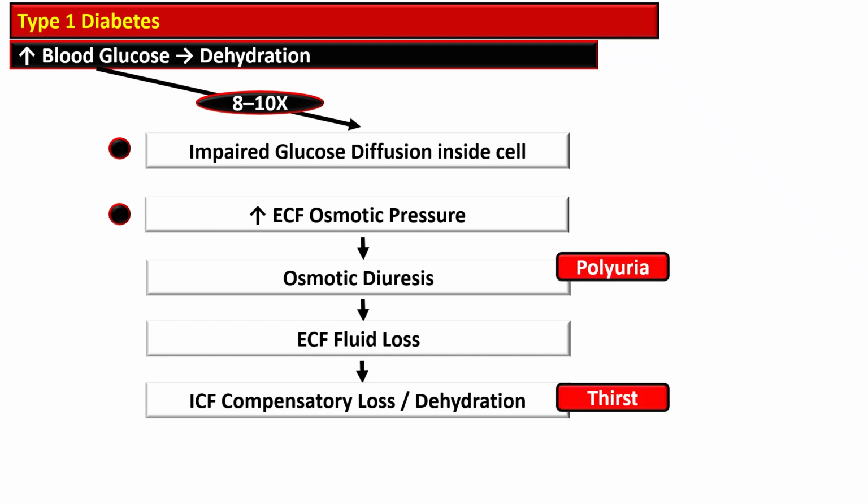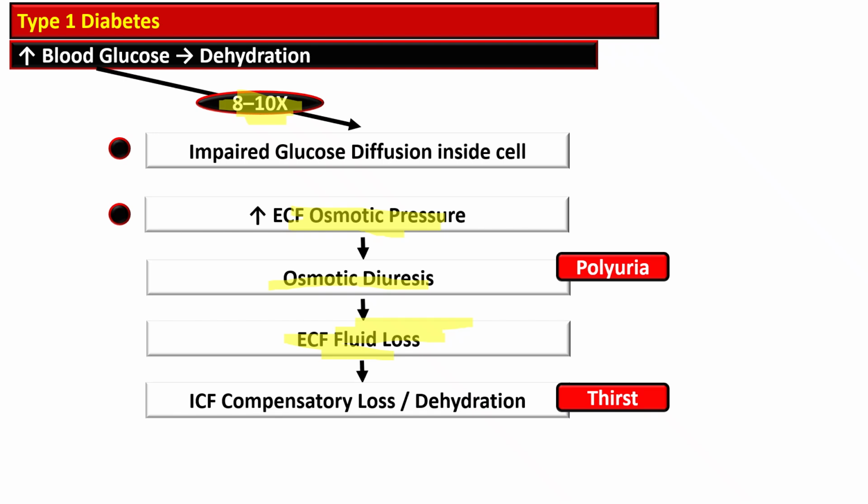In untreated diabetes, the glucose level can rise up to 8 to 10 times the normal, and glucose remains largely in the extracellular fluid as it cannot freely cross the cell membrane without insulin. This increases extracellular fluid osmotic pressure, pulling the water out of the cell, resulting in intracellular dehydration.